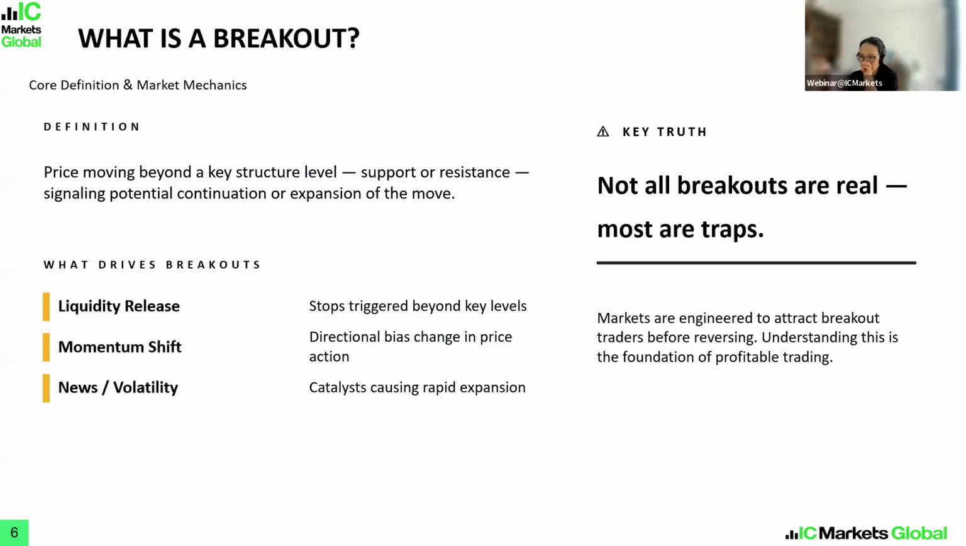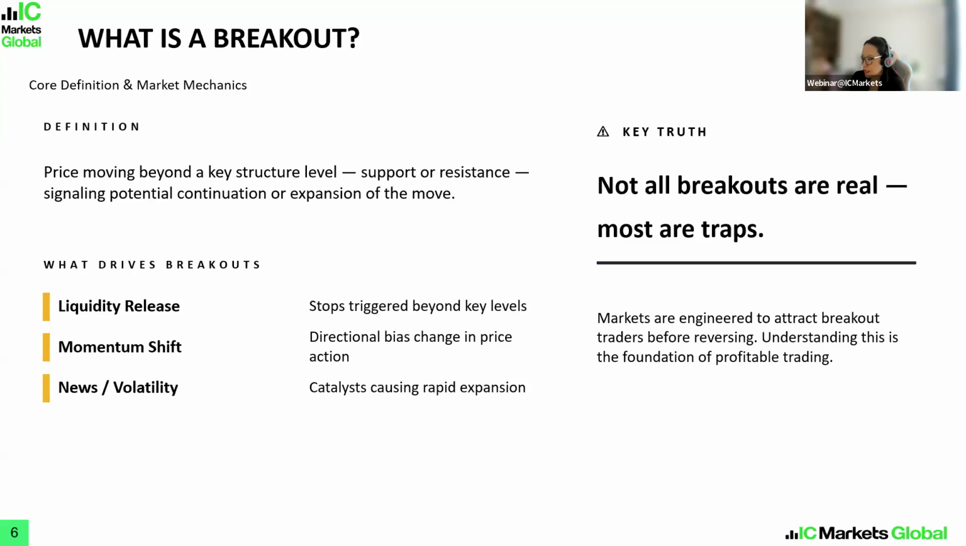Okay, so what is a breakout? The definition of a breakout is that price moves beyond a key structure level like support and resistance, signaling potential continuation or expansion of the move. And what drives a breakout? One is liquidity. Second is the momentum shift. The third one is news and volatility. Again, not all breakouts are real. Okay, most are traps.